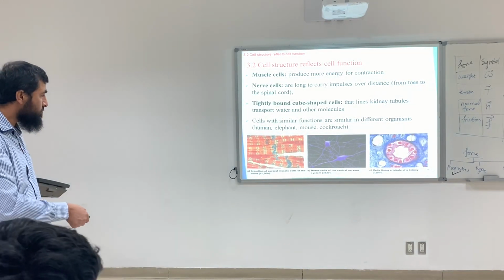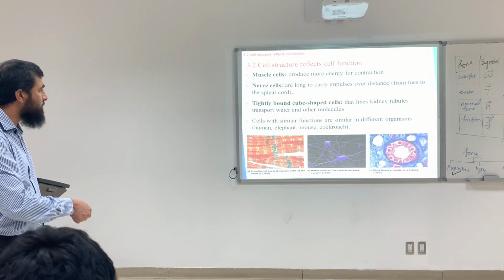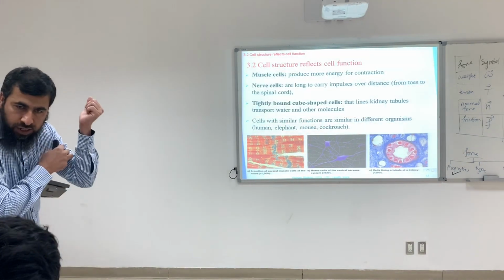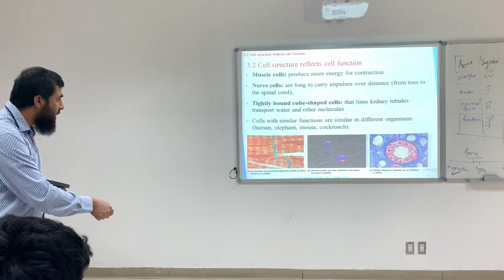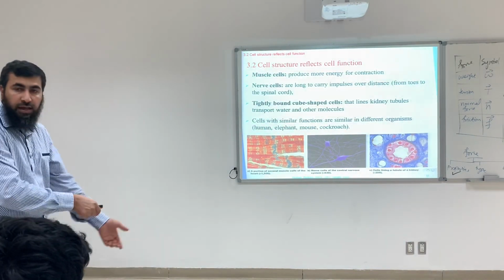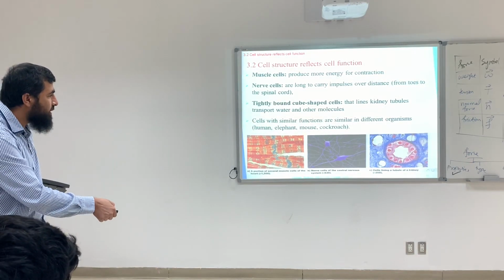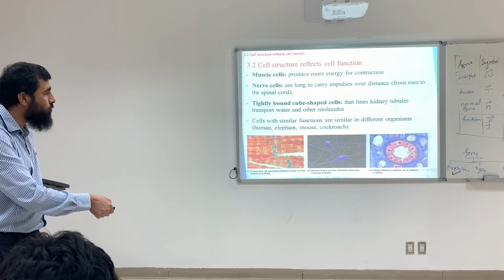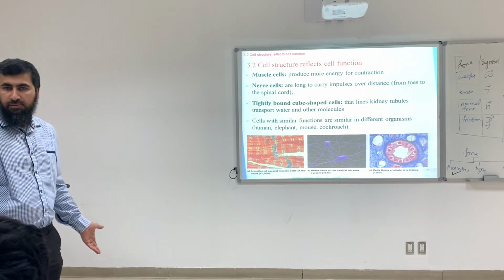These muscle cells have lots of these fibers because of contraction and movement. Here, you have these long projections. This is a nerve cell. It's important for electrical impulses. Here is the kidney. You see the cube-shaped cells in the kidney? It's important to reabsorb water and ions.